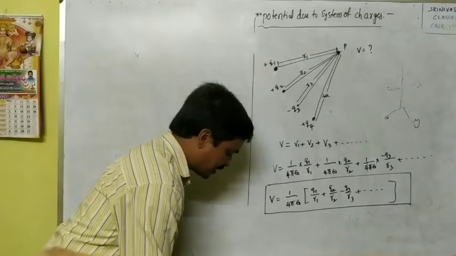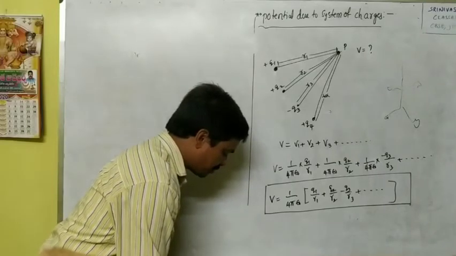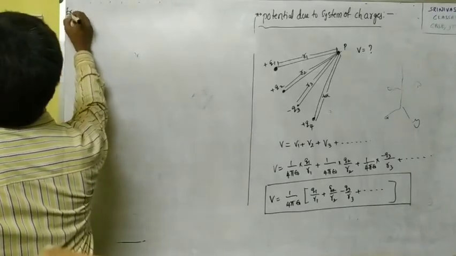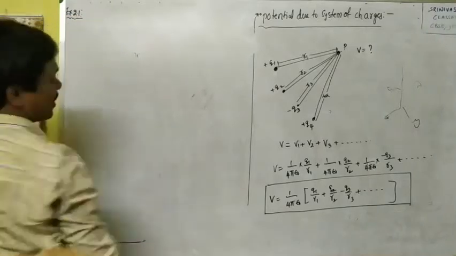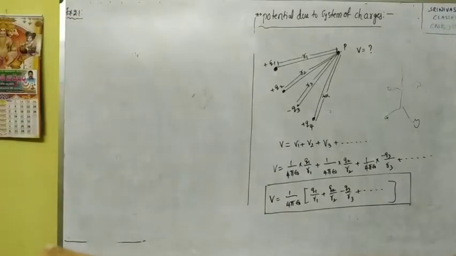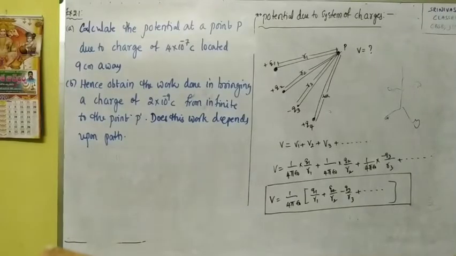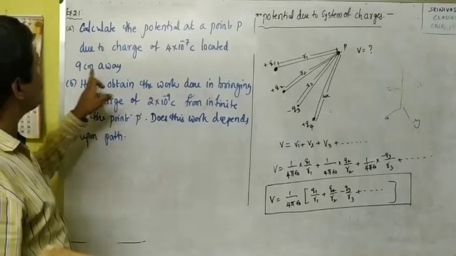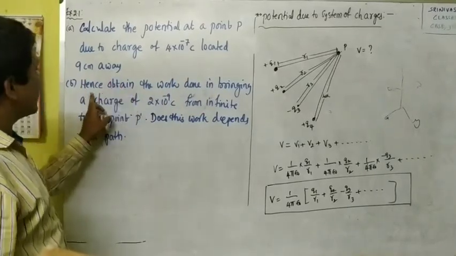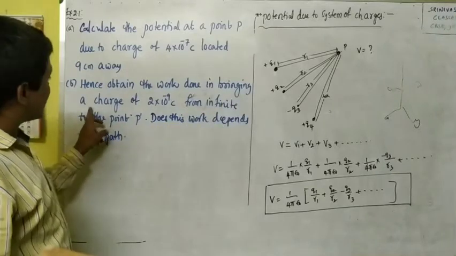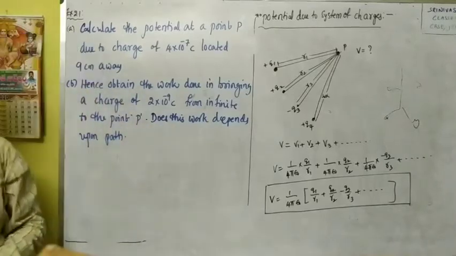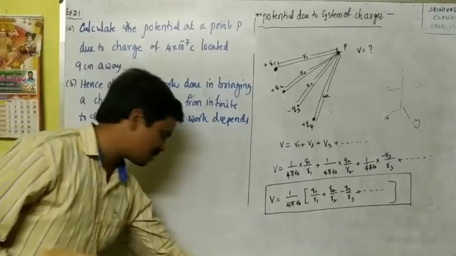Calculate the potential at a point P due to a charge of 4 into 10 to the power of minus 7 coulomb located 9 cm away. This is example 2.1 in CBSE. Hence, obtain the work done in bringing a charge of 2 into 10 to the power of minus 9 coulomb from infinity to the point P. Does this work depend upon path? This is our question. Very simple answer we can write.